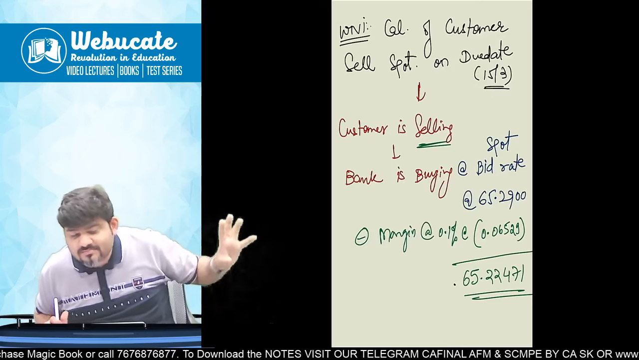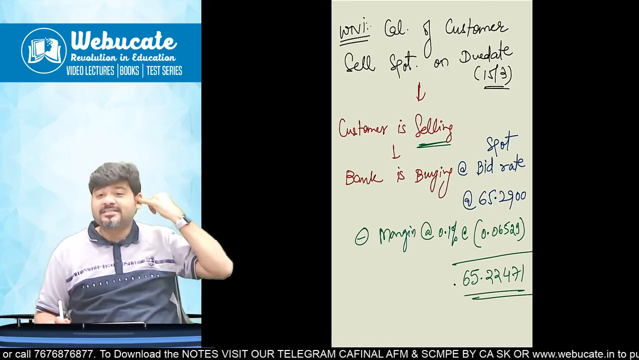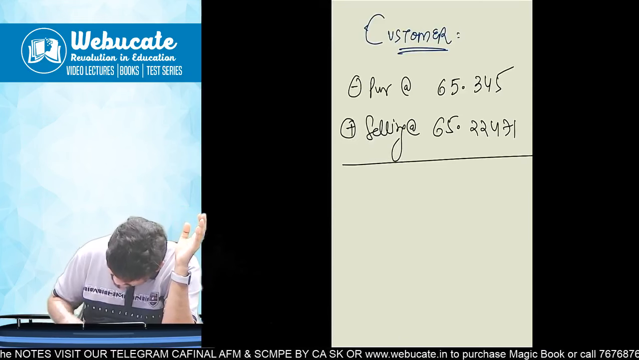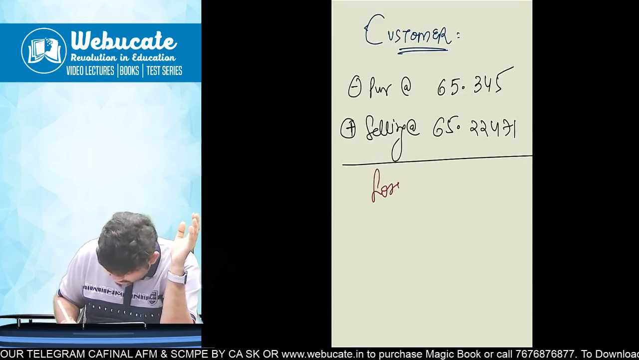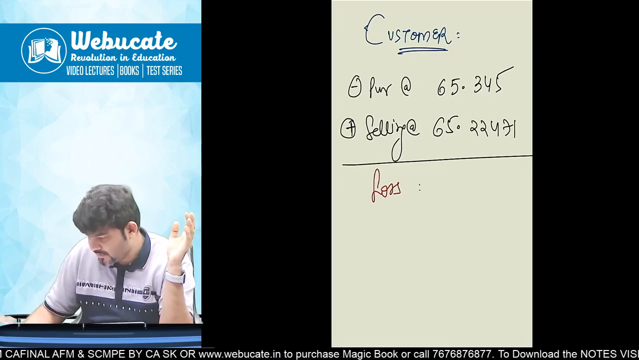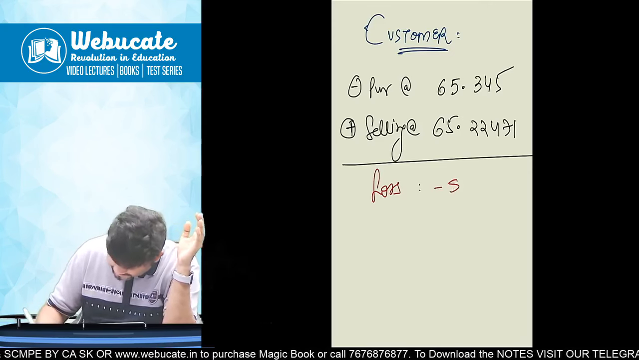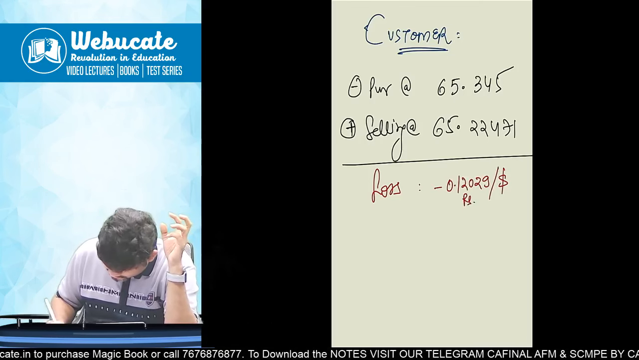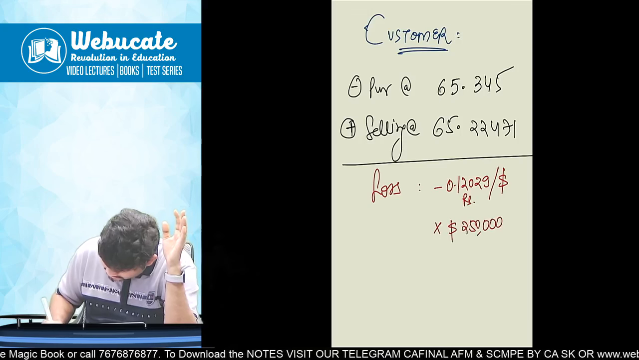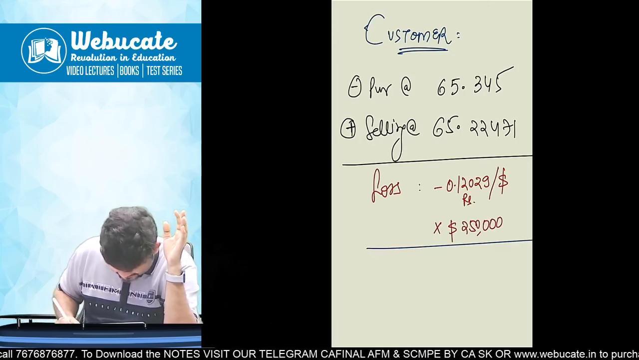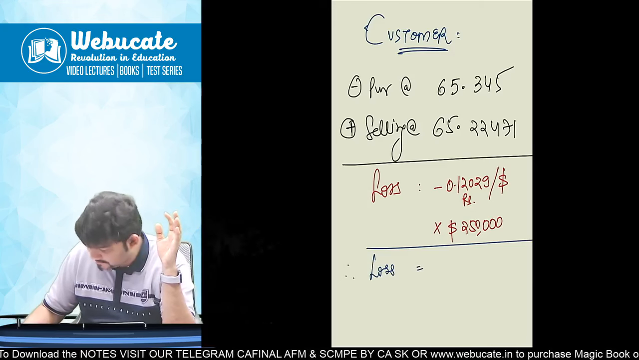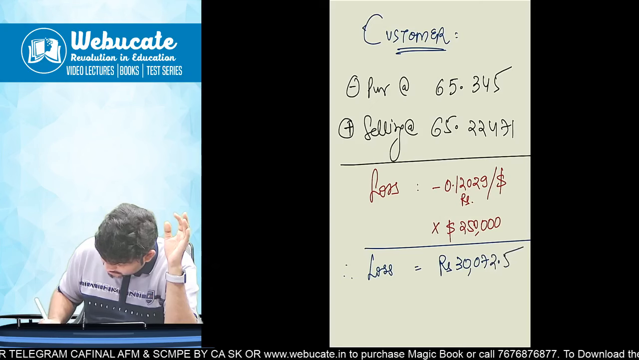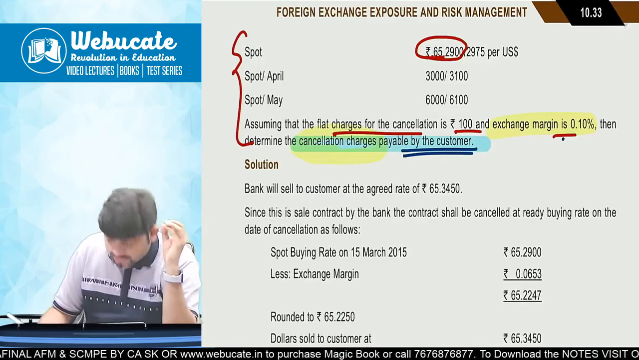Margin adjustment. Vani, where is the margin? He is selling at 65.29, but he will not get 65.29. Margin will be deducted, and net you will get 65.22471. So selling, you are getting money. Purchase gone, so this will become a loss. How much loss? Minus 0.12029 per dollar, multiplied by 250,000. Loss is equal to 30,072.5 rupees. Done. So this is the loss that the customer will have to bear.